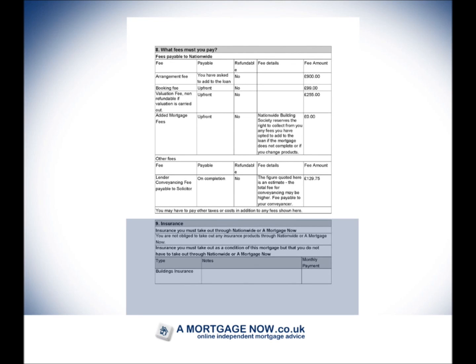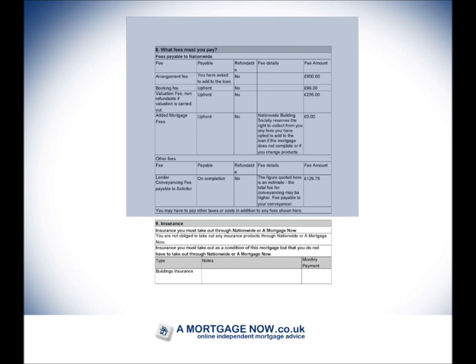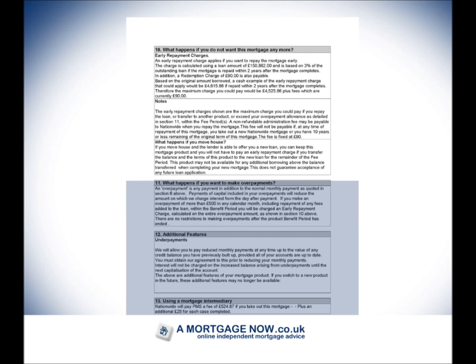Section 8 outlines the fees payable on the mortgage and also tells you when these fees need to be paid. If any fees are to be added to the loan, this will be indicated here. Section 9 refers to any insurance that you need to take out as a condition of the mortgage. This is not always applicable, and sometimes, as in this case, it is left blank.